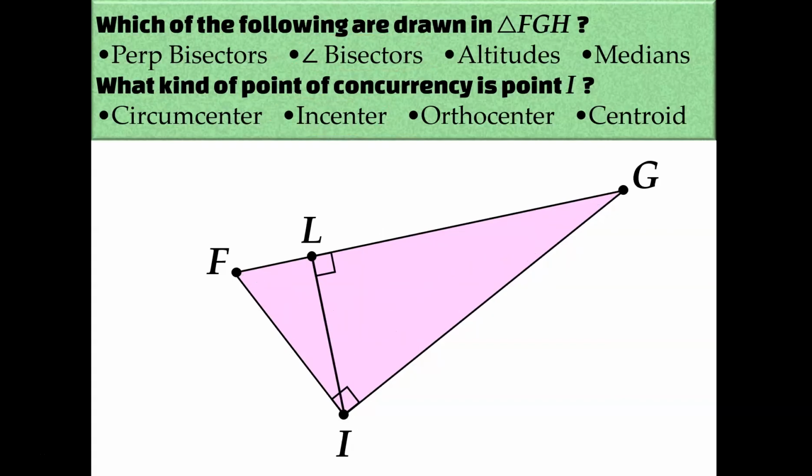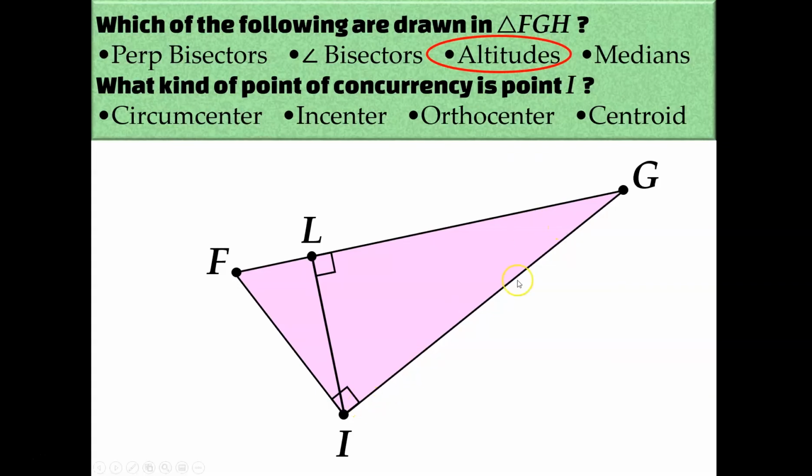Next, we have somewhat of a strange example because it looks like only one segment has been drawn. But let's break down what we're actually looking at. Segment LI is perpendicular to one of the sides of the triangle, and it connects to the vertex on the opposite side. So we can identify that this one segment is an altitude. But where are the other altitudes?